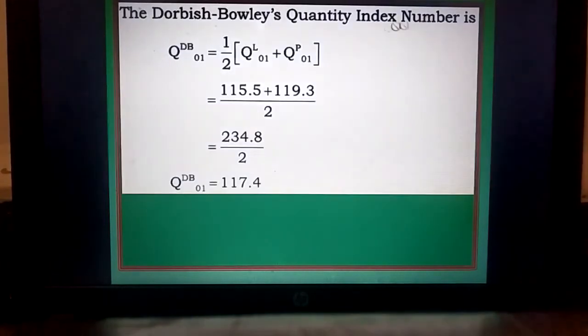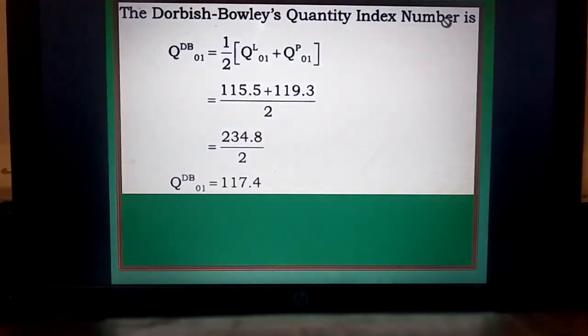Next, Dorbish-Bowley's quantity index number is to be calculated. You know already Dorbish-Bowley's quantity index number is nothing but the arithmetic mean of Laspeyres and Paasche quantity index numbers. That we shall take into consideration as Q01 dB equal to half of Q01L plus Q01P. Laspeyres and Paasche quantity index numbers we have already calculated.